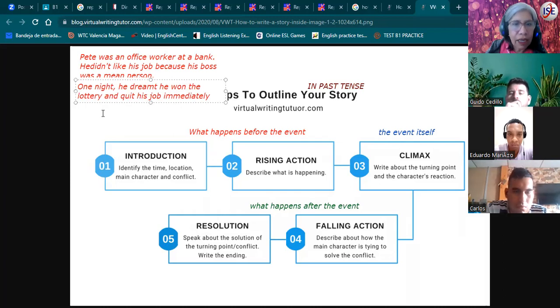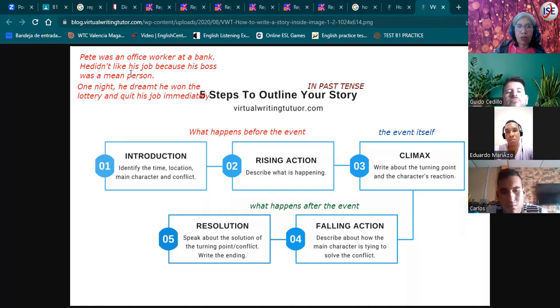So what are we saying here? What happens before the event? Before the event, we present the main character and conflict. Pete was an office worker at a bank. He didn't like his job because his boss was a mean person. Okay, so here we have the introduction. One night he dreamed he won the lottery and he quit his job immediately. What is this? The rising action. What is happening? He dreamt he won the lottery and he quit his job immediately.